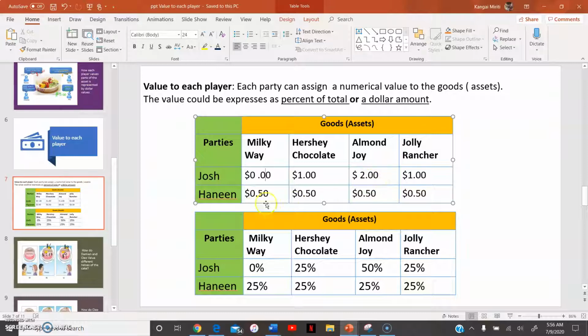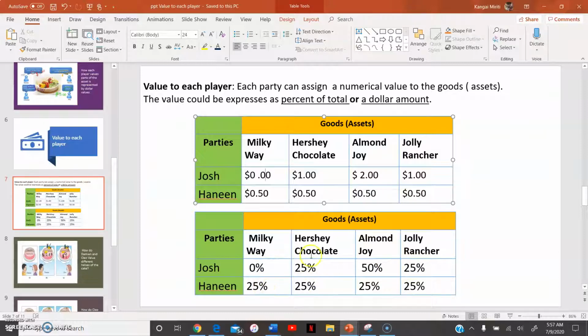What do Haneen's numbers tell us about how she values each piece of candy? Well, each one is listed at 50 cents, which says they're all about the same to her in terms of how she values them. So often in the problems that we'll be looking at, you'll be given number values like this in dollars, or you might be given values in percentages.